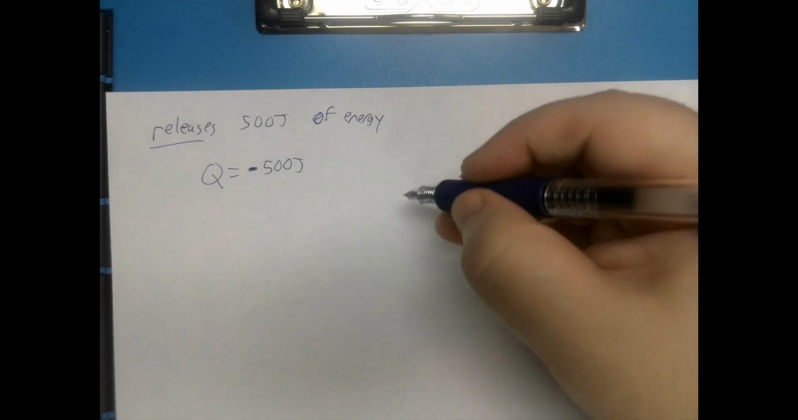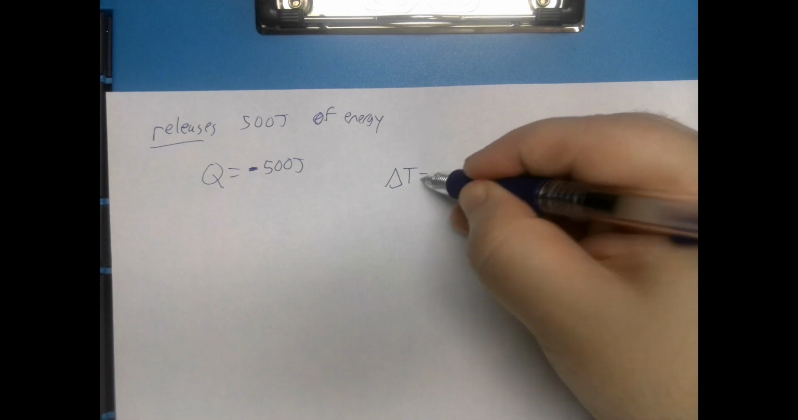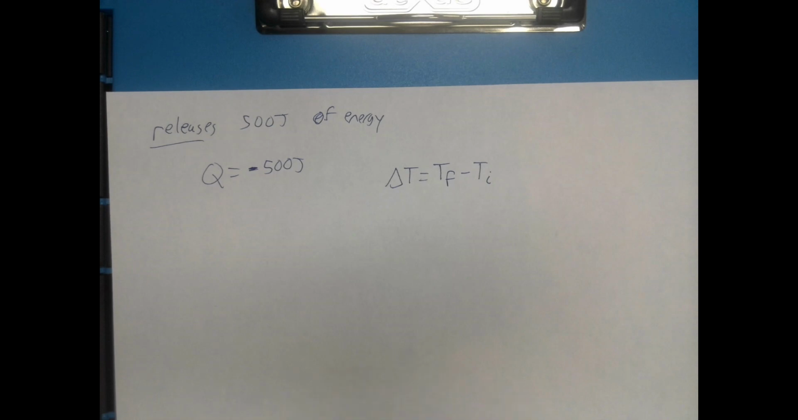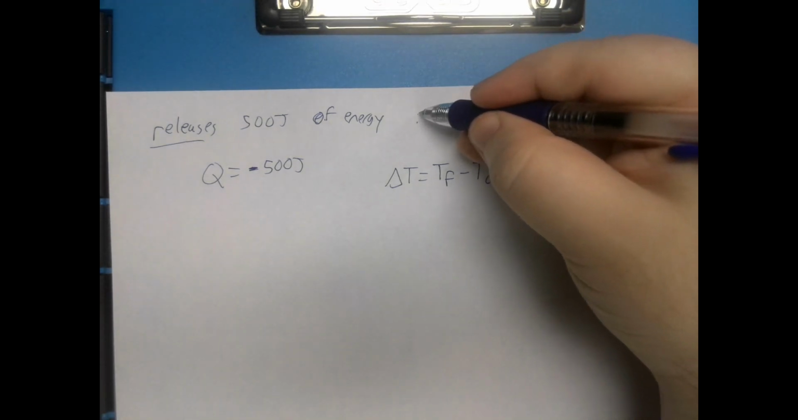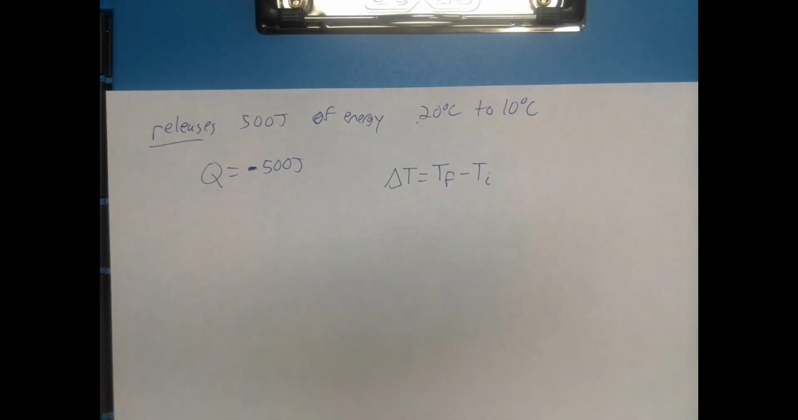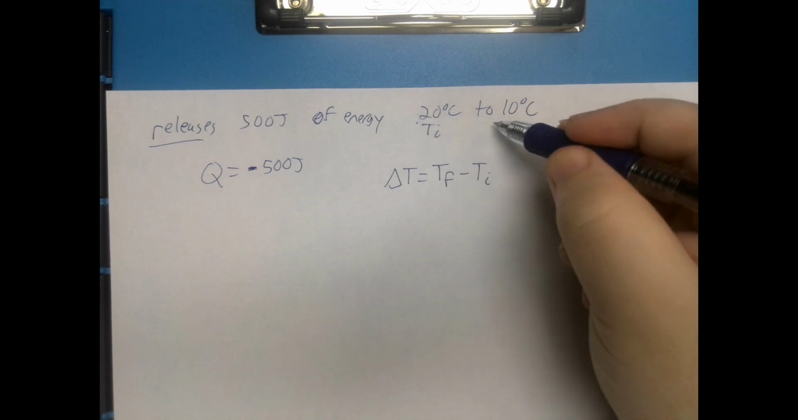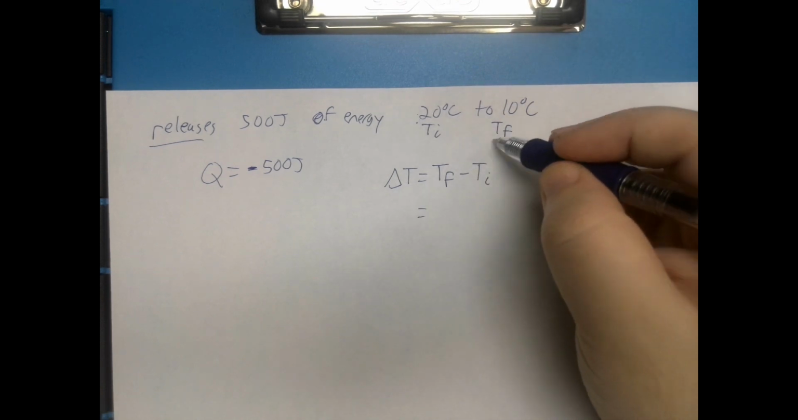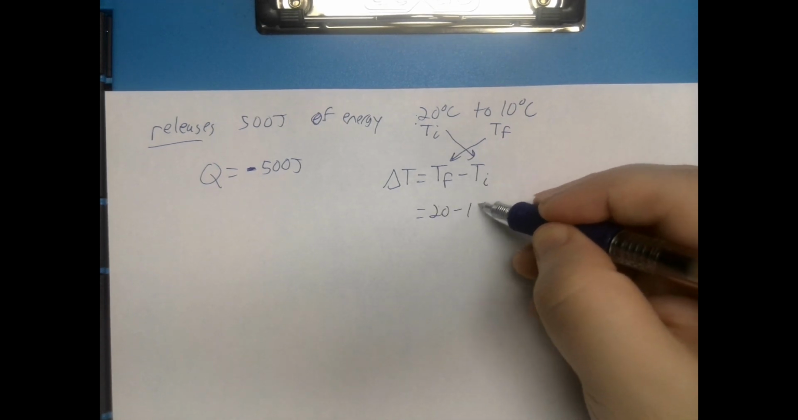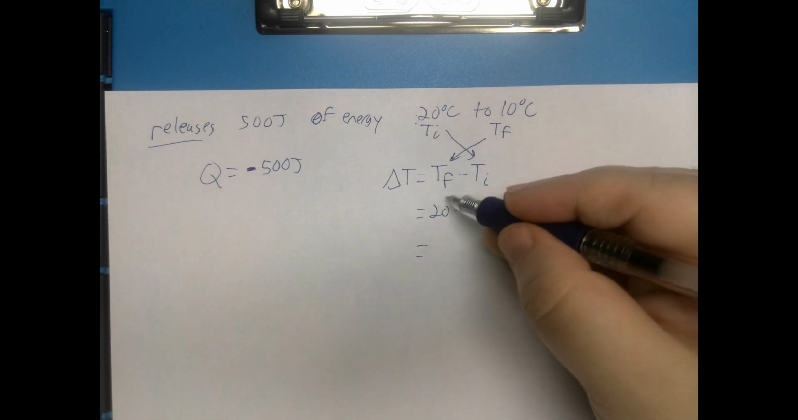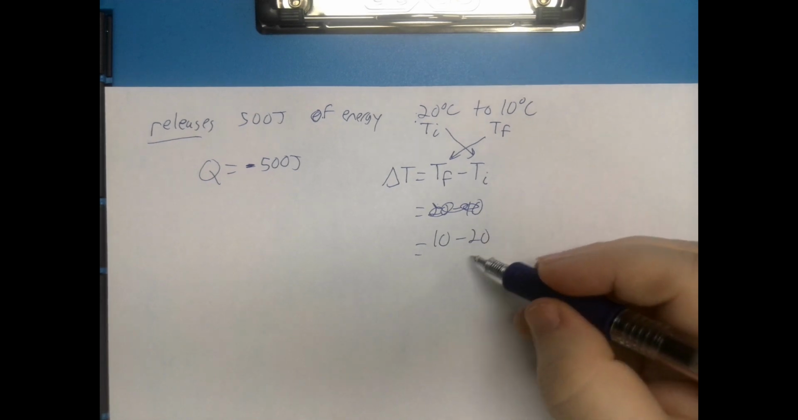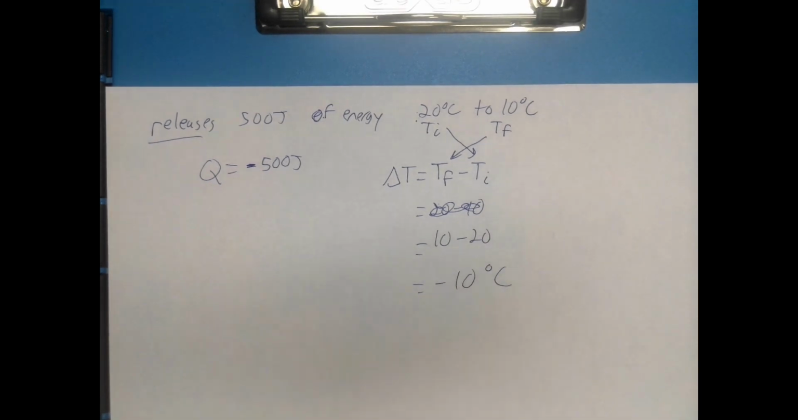Another common mistake is that delta T is final minus initial. So if it goes from 20 degrees Celsius to 10 degrees Celsius, this is your initial, this is your final. So your final's here, your initial's here. So it would be 20 minus 10. No, it would be 10 minus 20. So your final first. So negative 10 degrees Celsius.